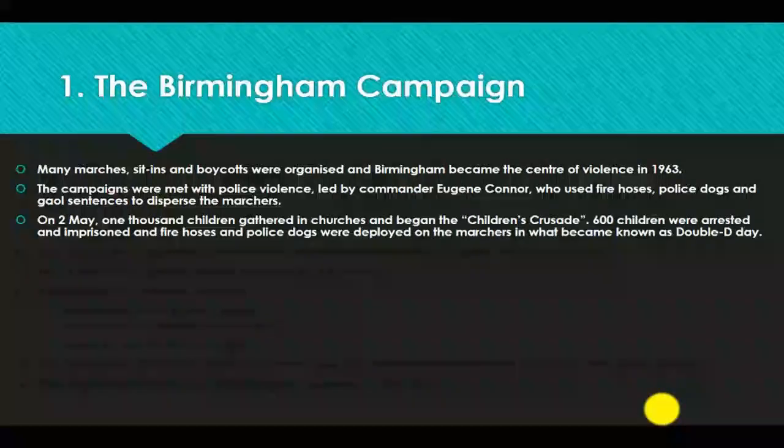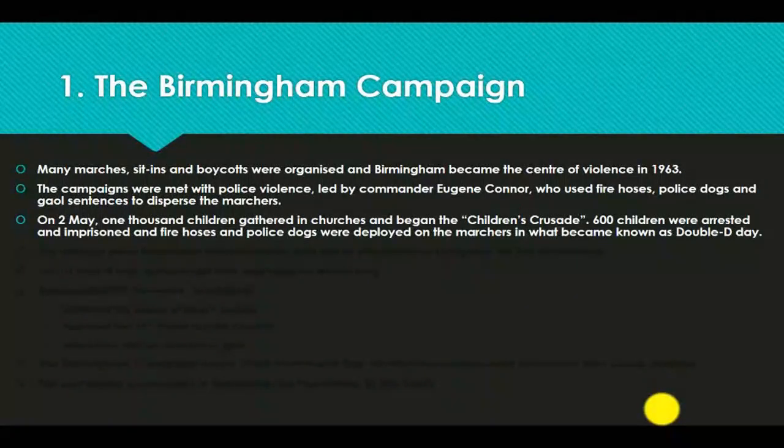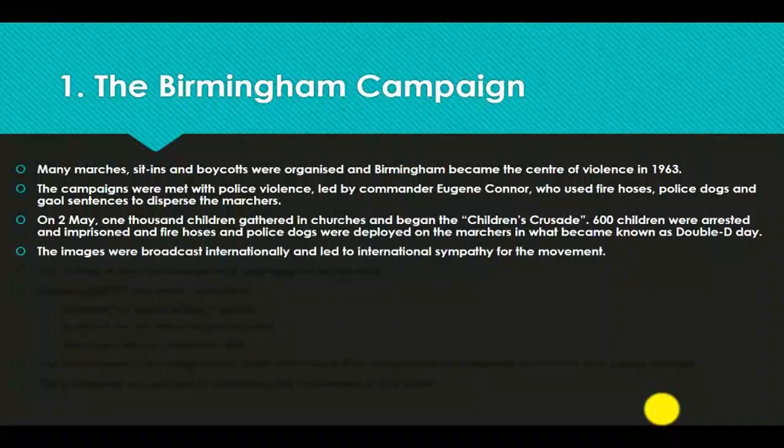On the 2nd of May, 1,000 children gathered in churches and began the Children's Crusade. 600 children were arrested and imprisoned, and fire hoses and police dogs were deployed on the marchers in what became known as Double D-Day. The images were broadcast internationally and led to international sympathy for the movement.